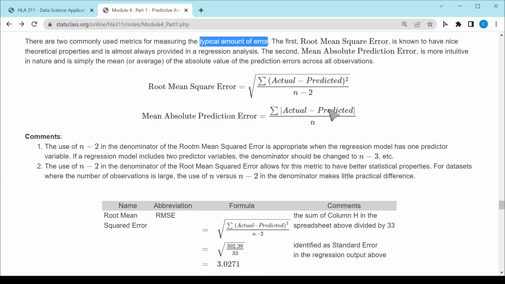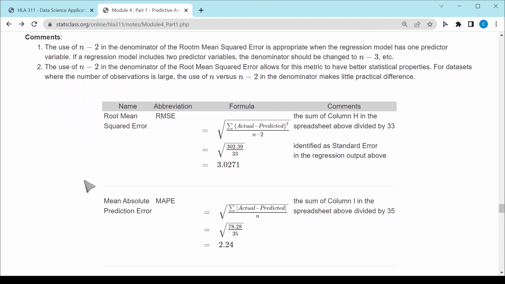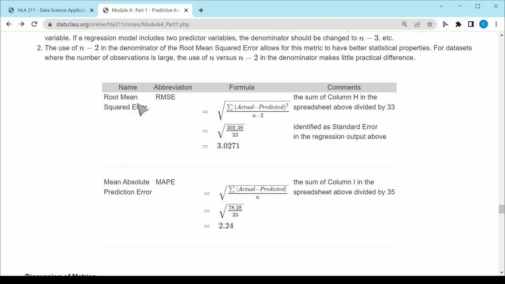Generally speaking, we don't have to worry too much about the use of n-2 versus n. For a large data set, you're not going to have much of a difference here if you use n-2 versus just n. You will see that there are some differences between this measure, root mean square error, and the mean absolute prediction error. So let's go ahead and calculate these two things for the data that we have here.